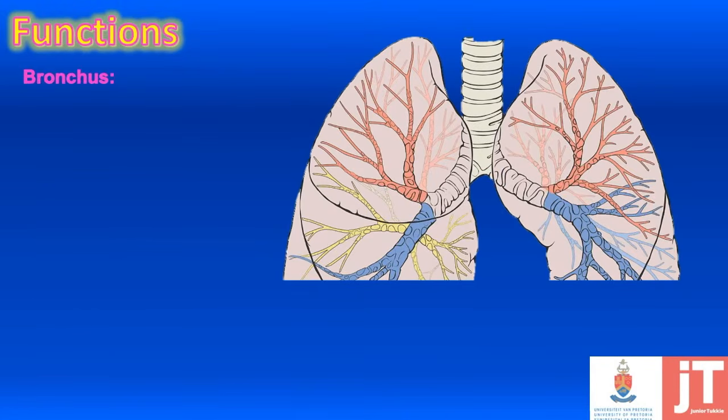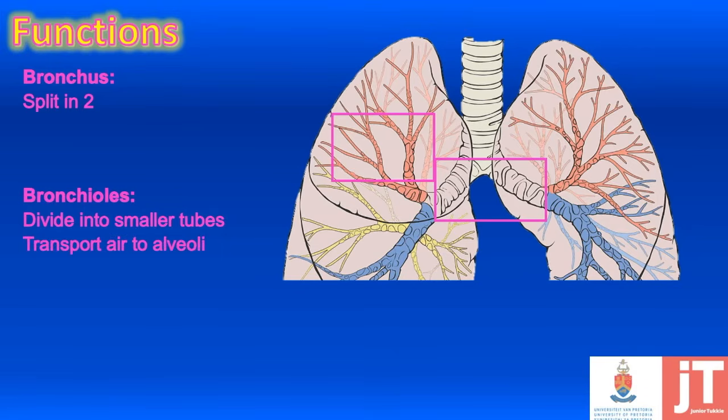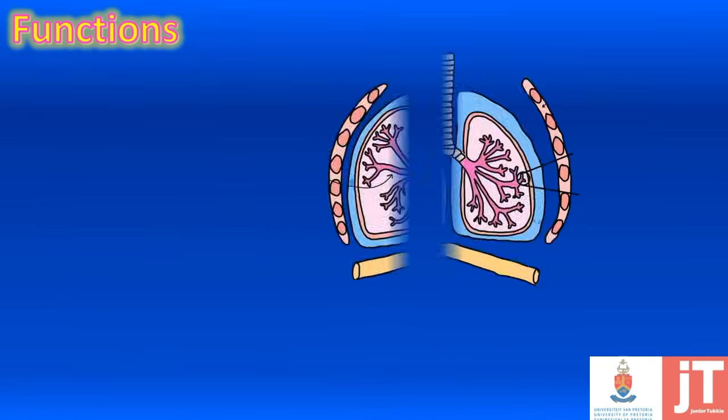So let's move to the next function of the bronchus. The bronchus splits in two, which then transports air to the left and the right lung. Then we have the bronchioles, which are smaller versions of the bronchus, which divide into even smaller tubes, which then connect to the alveoli. So they will transport air to the alveoli. The alveoli are the small air sacs on the inside of the lungs, which increase the surface area for gas exchange. So this is where oxygen is exchanged for carbon dioxide.